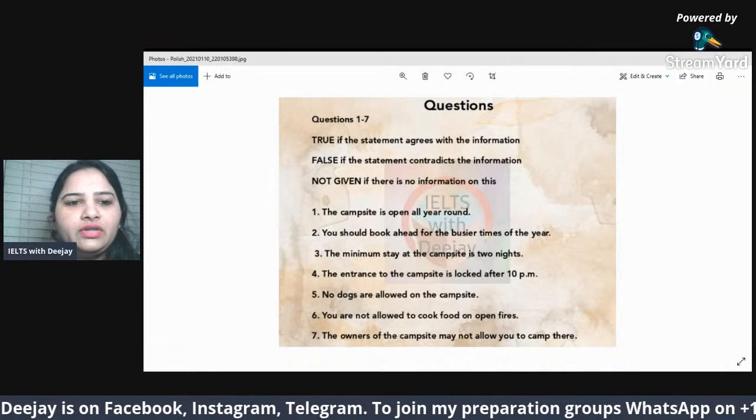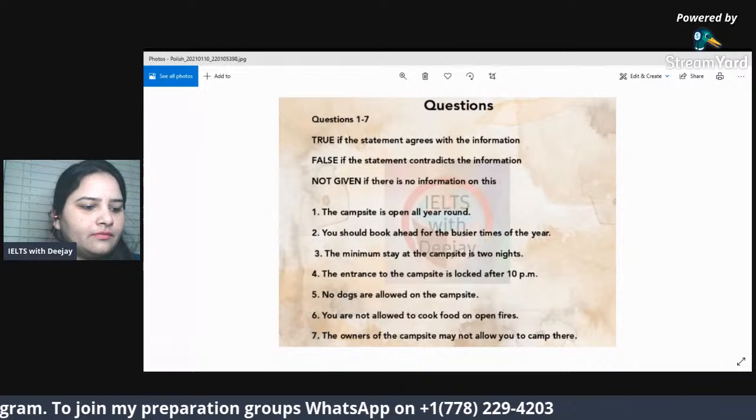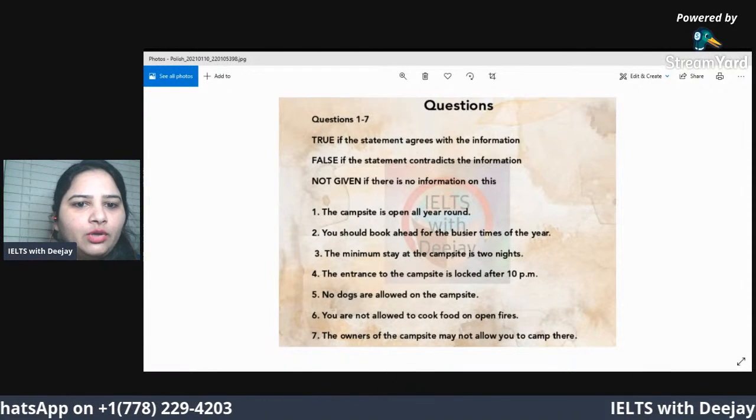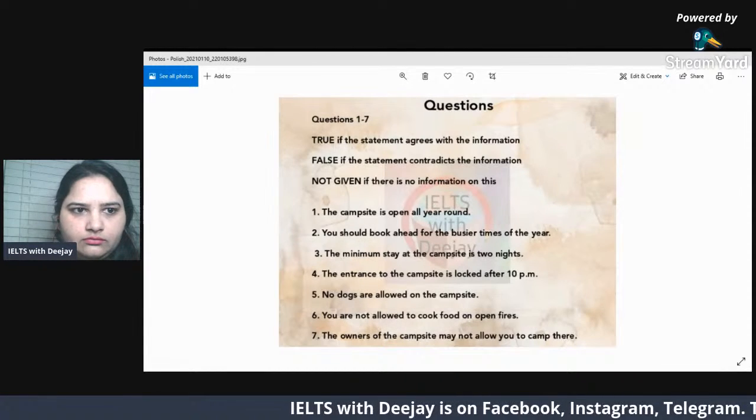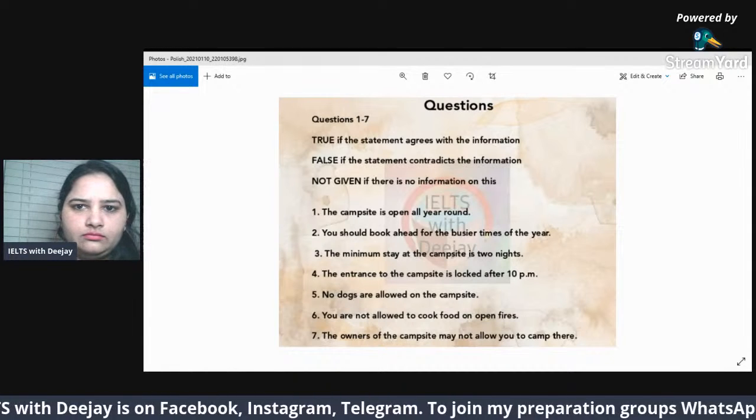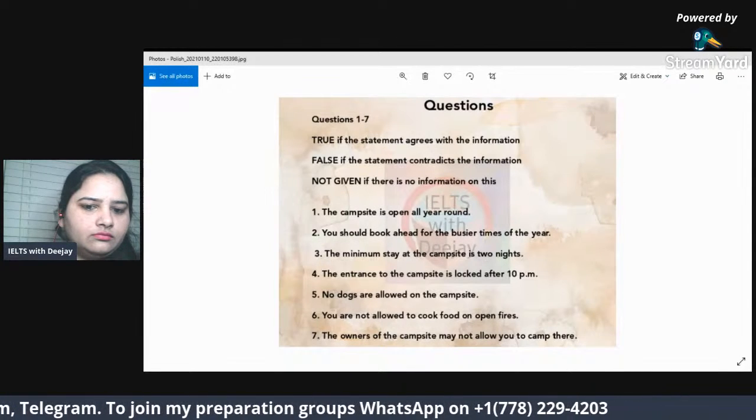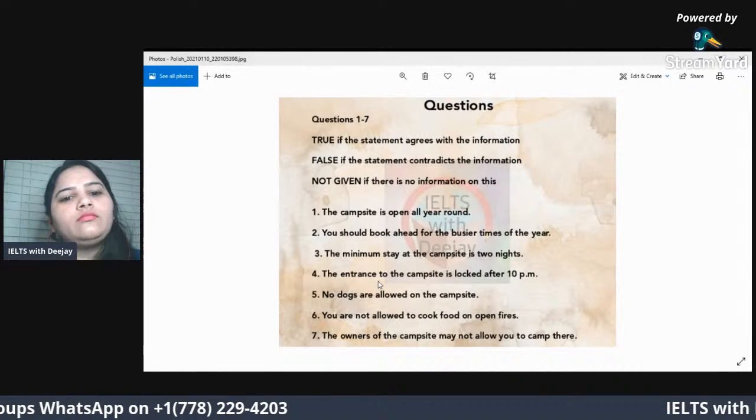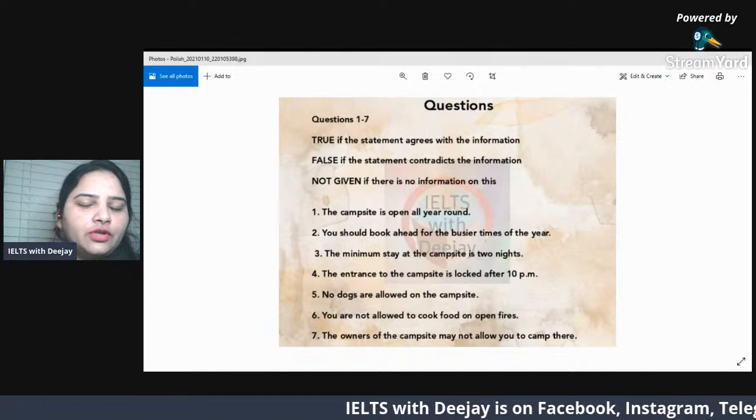Is it okay now? Can you all read this? The passage is there in the group. Start doing it and let me know the answer of the first one. The campsite is open all year round. Let me know the answer for this one.